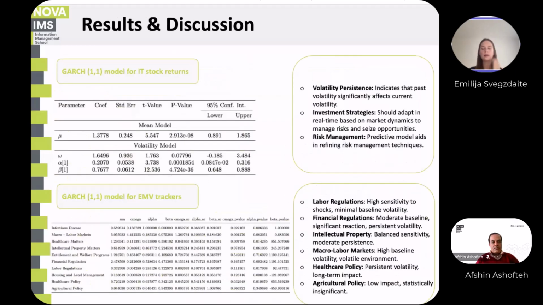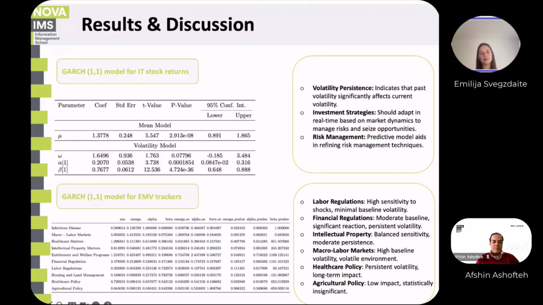So moving on, the GARCH model analyzed if returns from IT stocks and EME trackers can predict their volatility over the last 30 trading days. The model found that the baseline volatility was insignificant, but recent market shocks and persistent past volatility were significant, meaning that volatility tends to stay elevated after a spike. This suggests that IT stock investors should monitor market changes to manage risk effectively.